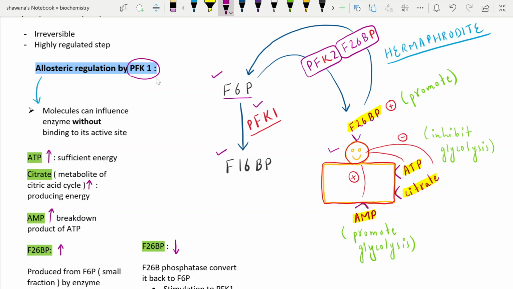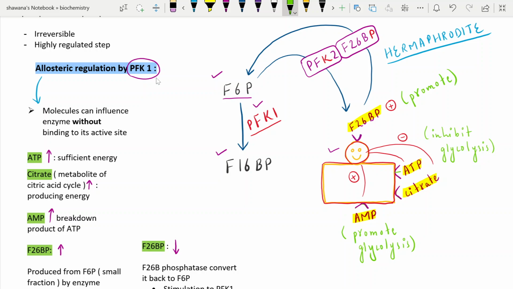First, there is a pocket where ATP is going to bind. When the ATP level inside the cell is high, do we need glycolysis or do we not need glycolysis? Think logically. We already have ATP, so why do we need glycolysis in that case?